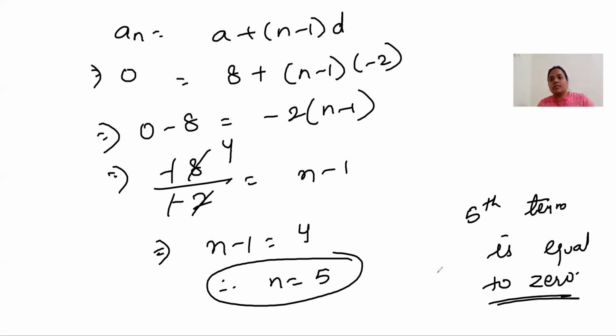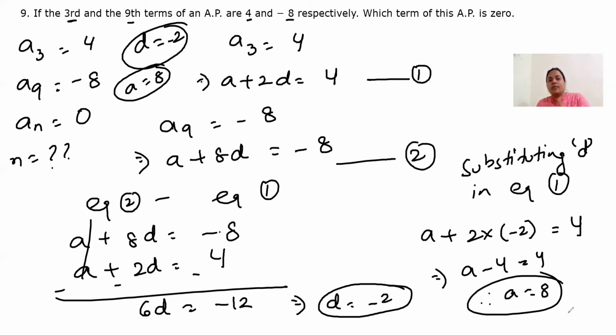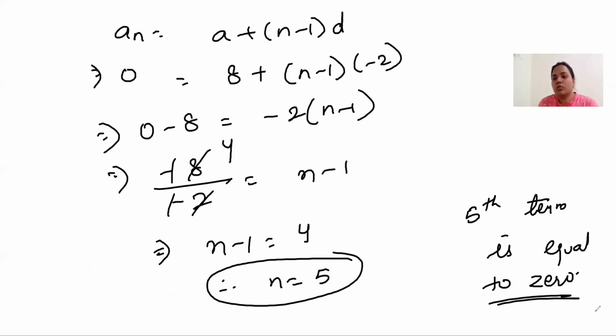Okay, so if you want, you can check it also. Like you can go ahead like A1, A2, A3, A4 and go. You can go on like that. So it means the fifth term will be equal to 0.